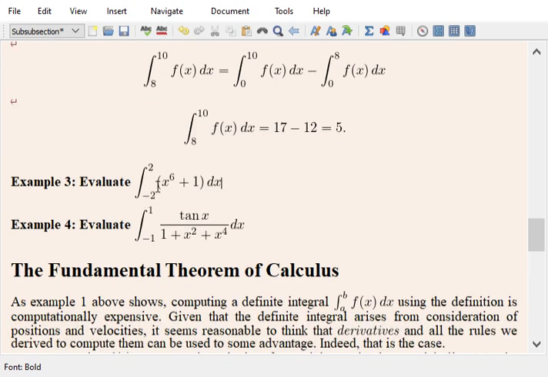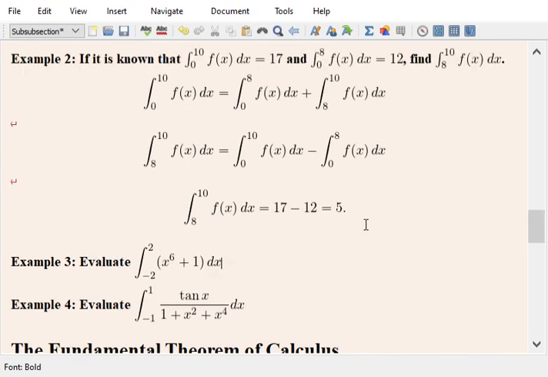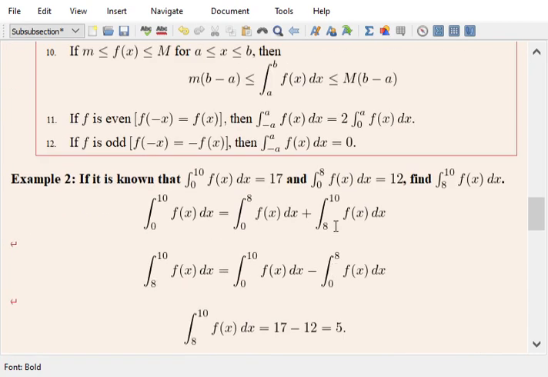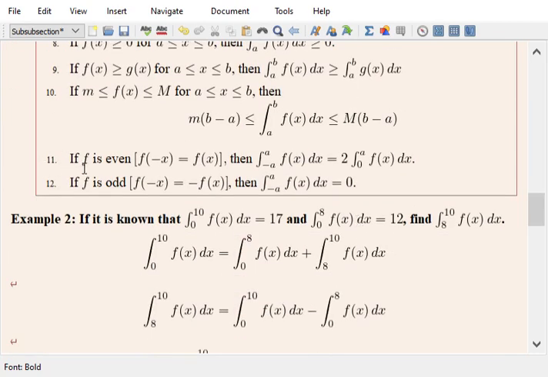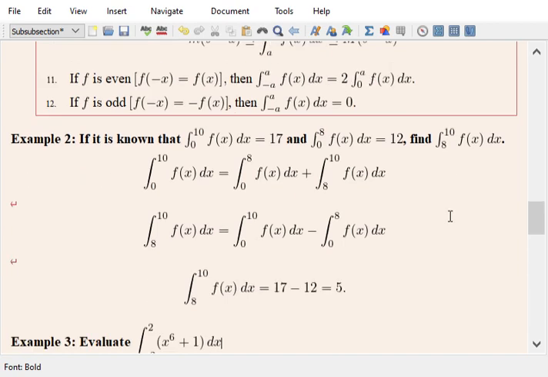Next, evaluate the integral from -2 to 2 of x to the 6th plus 1. So the trick here, and this is a useful trick to remember, this is going to use property 11. So if f is an even function, so what does an even function mean? That means that if I plug in a negative x into the function, that's the same as just if the negative was never there at all. The function eats negative signs. So if f is even, then the integral over a symmetric interval, so from -a to a, is just 2 times the integral from 0 to a.